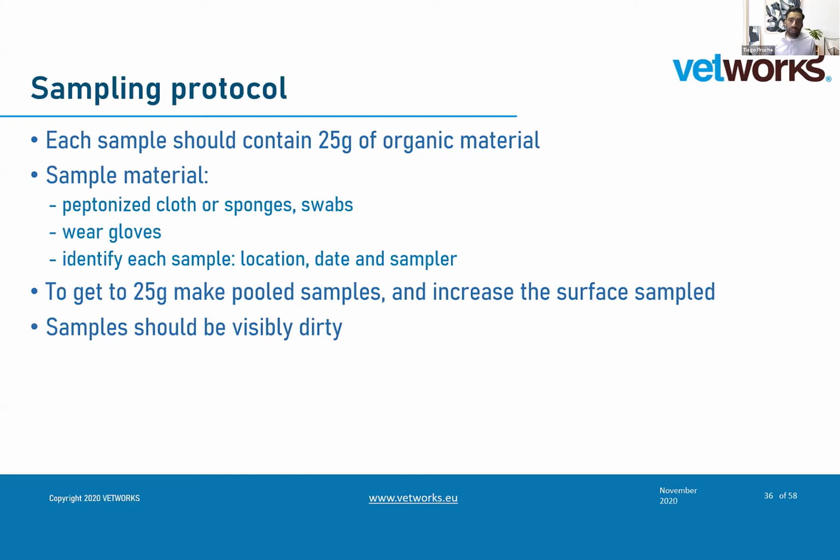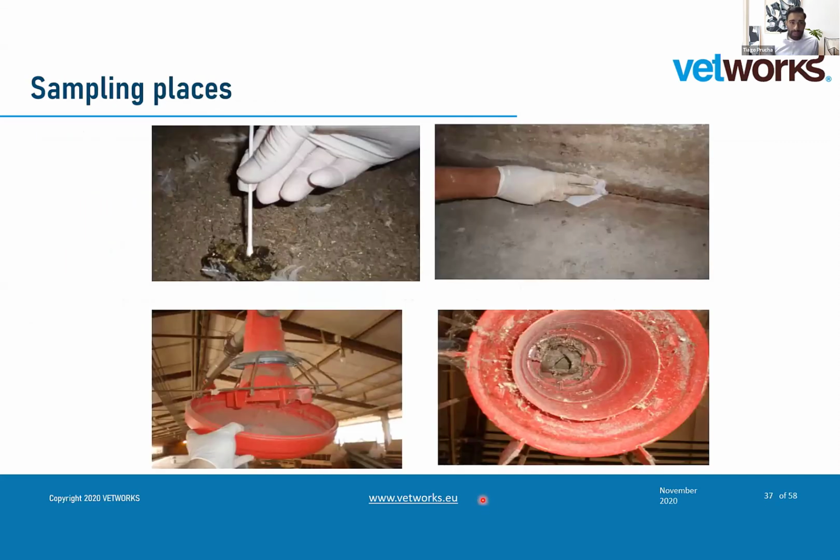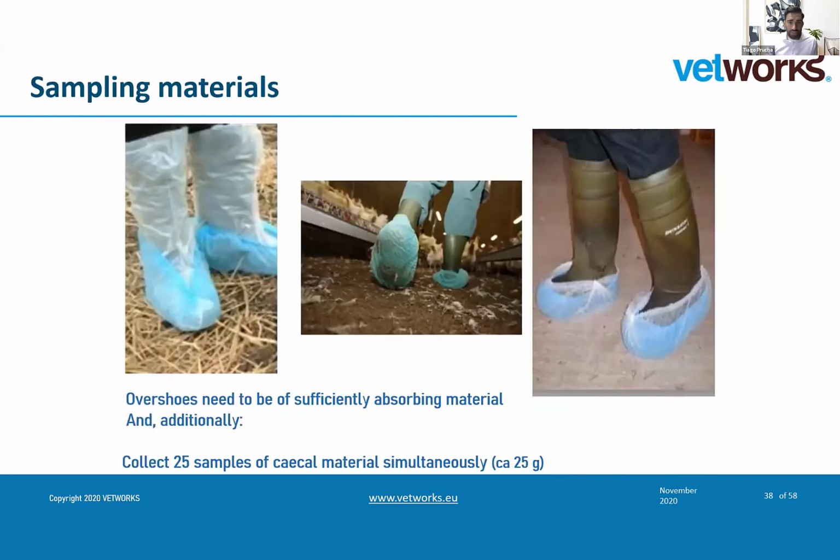Samples should be visible and dirty. I don't think this is a problem to have in a poultry house. If you have a cloth and it's not dirty after you just sampled a poultry house, you were not effective enough. So just think of it like you're cleaning the surface, and I think you'll be fine getting your cloth dirty. Sampling places: really cracks, everything that doesn't have much access when we are cleaning and disinfecting. Cecal droppings are also very important. As I mentioned, Salmonella colonizes the ceca, so it's important to have that in mind. I will show in a bit some examples of cecal droppings.